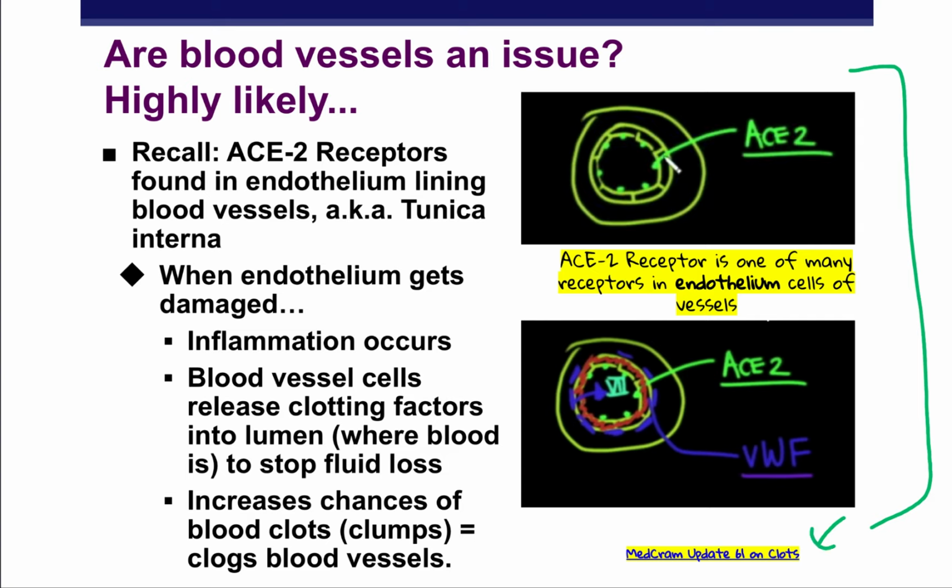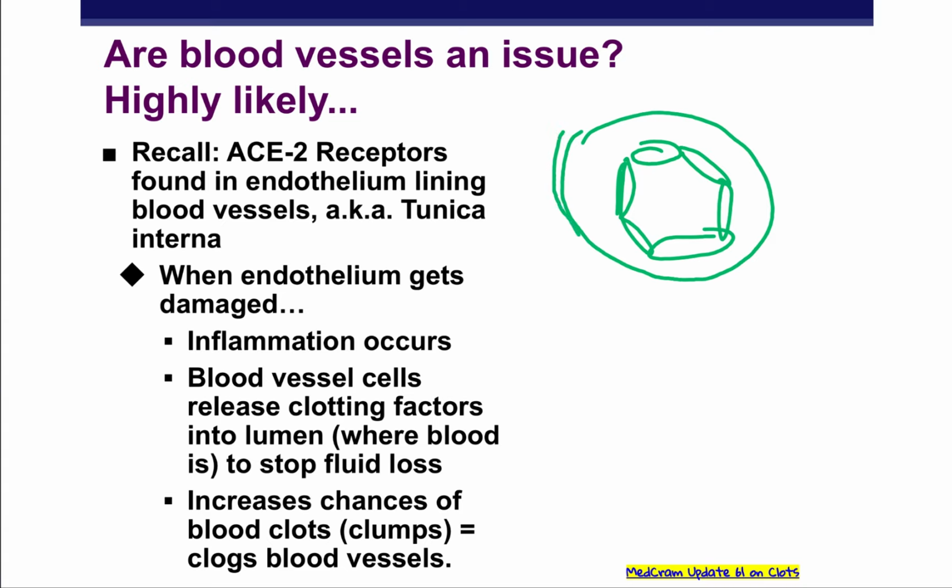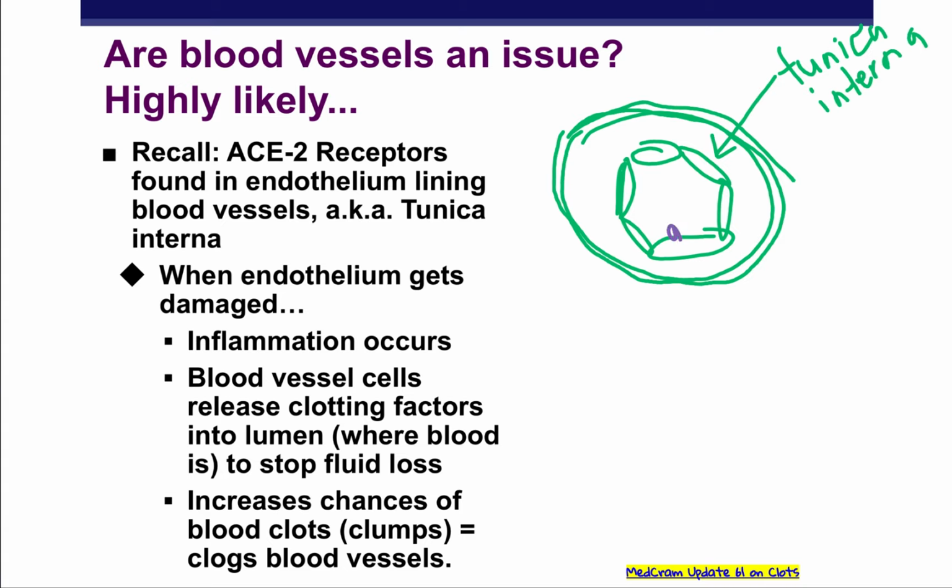Now, this is cribbed from the MedCram YouTube person that I follow. He's a doctor. But I would draw it out myself. Okay, so you have your blood vessel, and you have the internal lining called the endothelium. Around the endothelium, you have your tunica media and your tunica externa. But that inside lining is the tunica interna, or endothelium. And these are the cells with the ACE2 receptor. So these are all cells that are prone to potentially getting attacked by the virus.